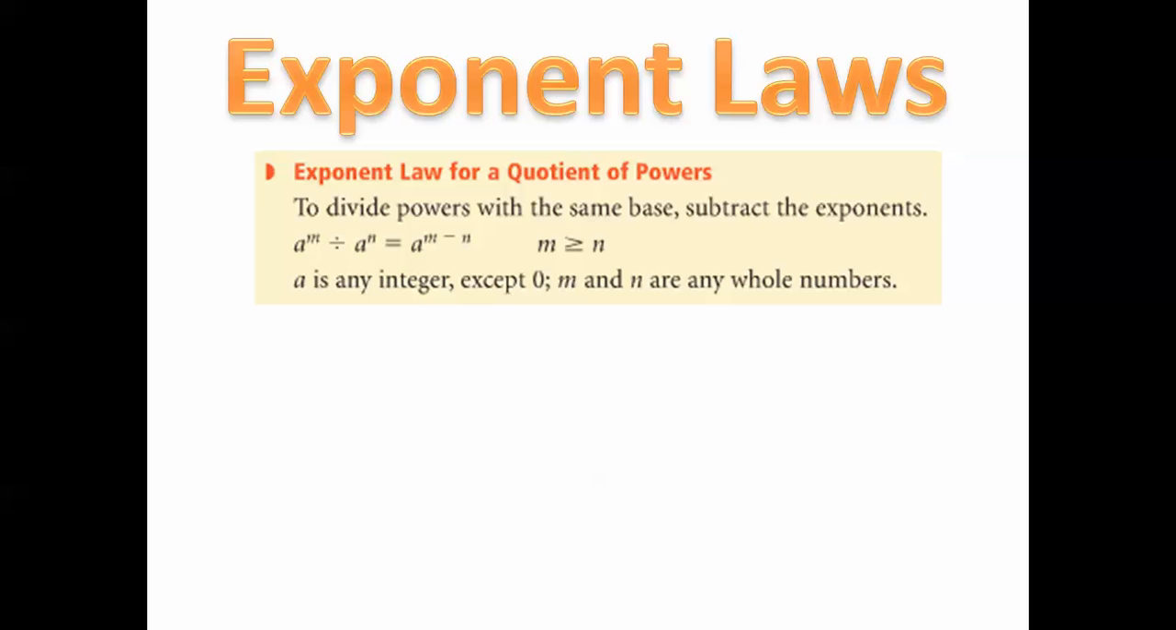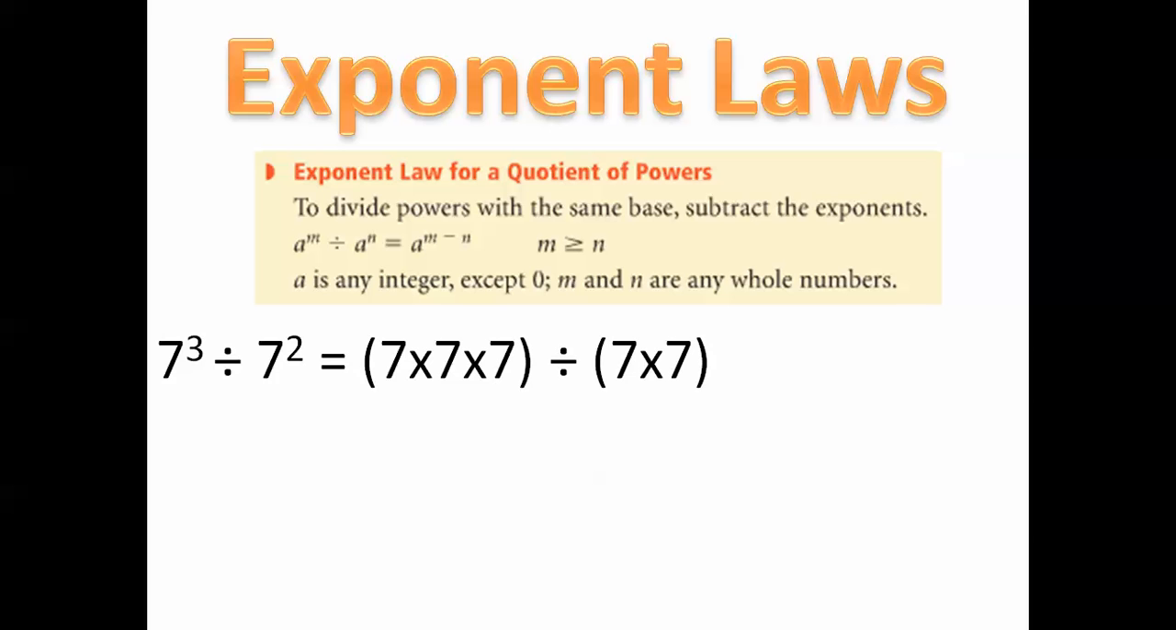And as we said in the last exponent law, a is any integer except for 0, so it can be a fraction or a whole positive number or a negative number. m and n are any whole number, so this means they're not fractions or decimals. They are whole numbers, for example, 1, 2, -1, -2. So let's look at an example.